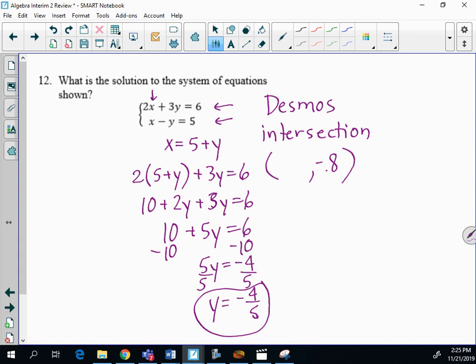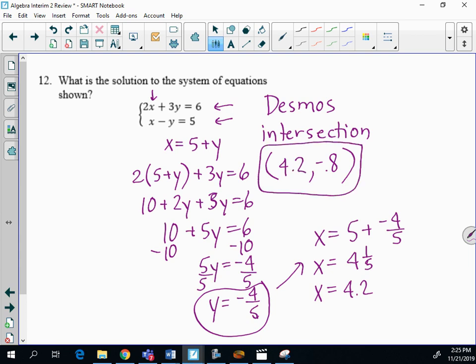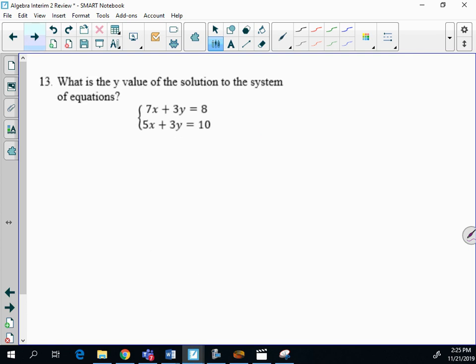And then if I want to figure out x, I go back to where I said x equals 5 plus, and I put in negative 4/5, and that comes out to 4 1/5, or you would get the decimal of 4.2. So again, in Desmos, it should say 4.2. That is our intersection that works for both. Let's move on to number 13.